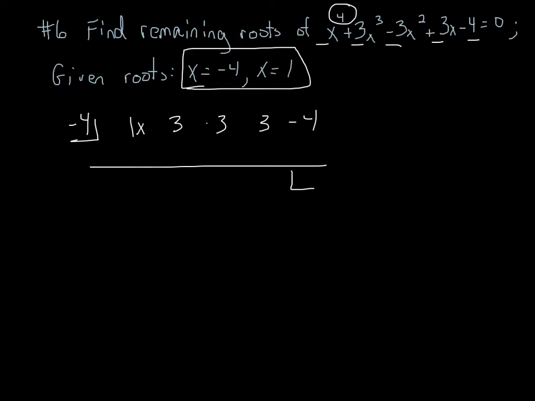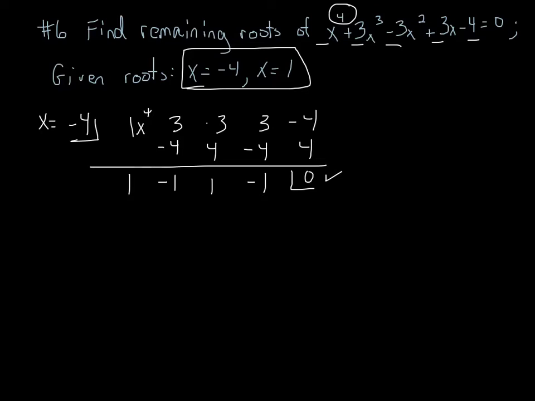Alright, this was x to the 4th power. Remember that. Drop your 1. Negative 4 times 1 is negative 4. 3 plus negative 4 is negative 1. Negative 4 times negative 1 is positive 4. Negative 3 plus 4 is 1. Negative 4 times 1 is negative 4. 3 plus negative 4 is negative 1. Negative 4 times negative 1, positive 4. And ding, ding, ding, we knew that. That means x equals negative 4 is a root.